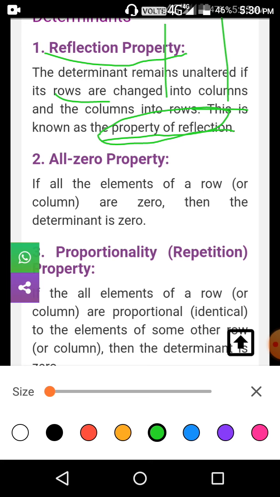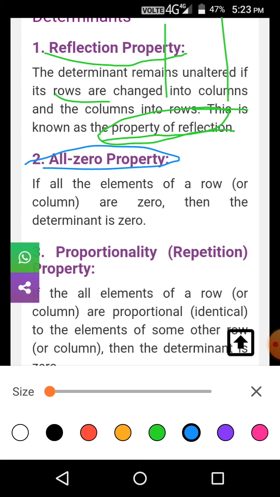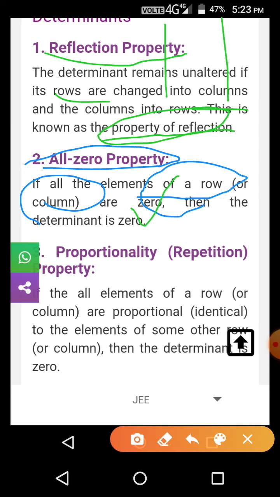Now the second property, the all zero property. What does it say? If all the elements of a single row or single column are zero, then the determinant is also zero. Simple property. Okay, next property.